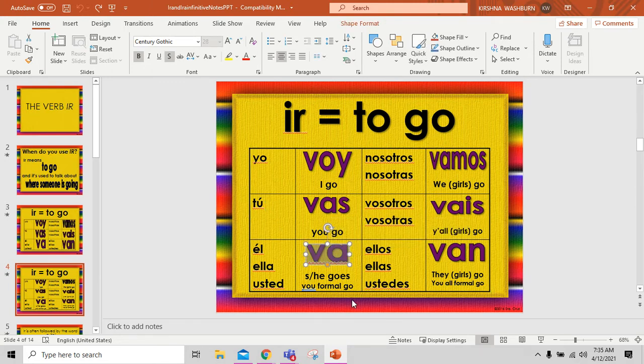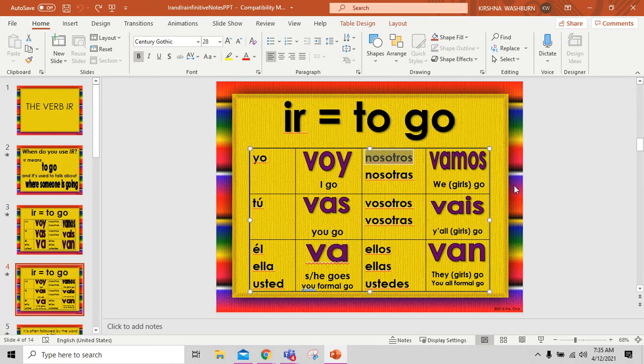When you say va, it can mean he goes, she goes, or you formal go. So it depends on who is talking, who we're talking about. You know, if we've been talking about Jeremy the whole time, then we wouldn't continue to say he, right? We could just say va. It's implied, all right? So when you say él va, that means he goes. Ella va means she goes. And usted va means you formal go.